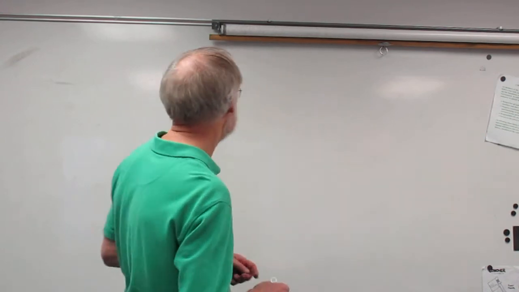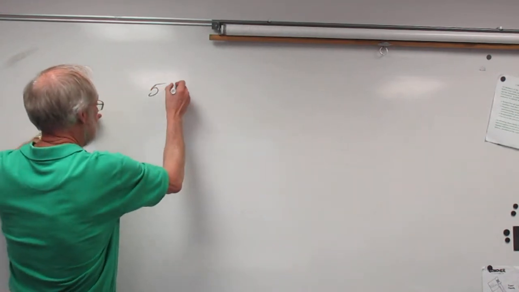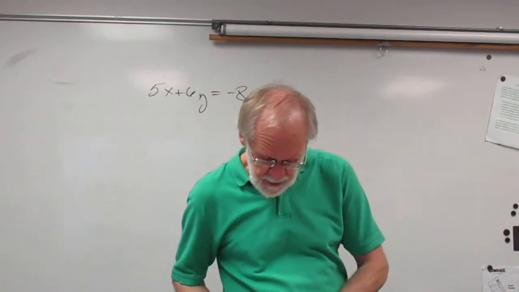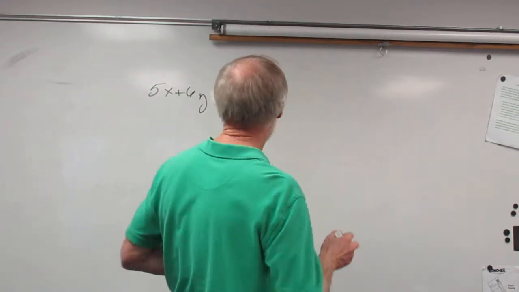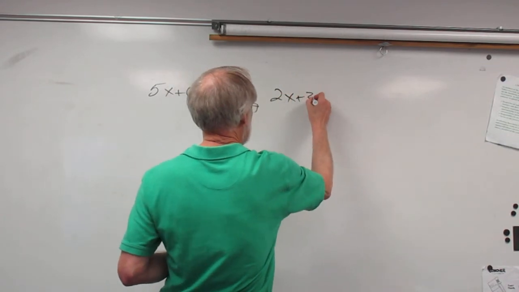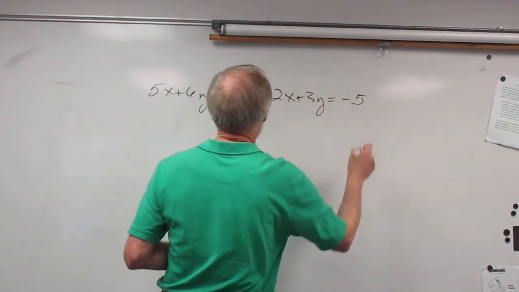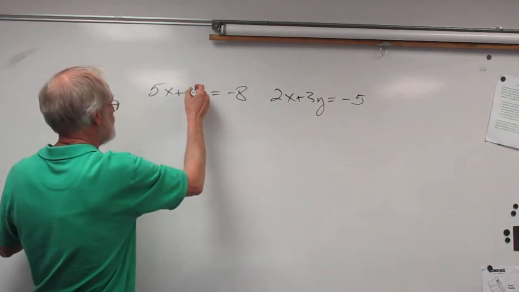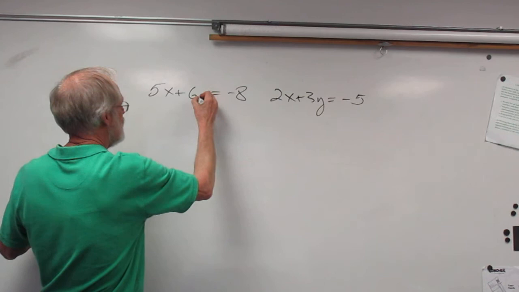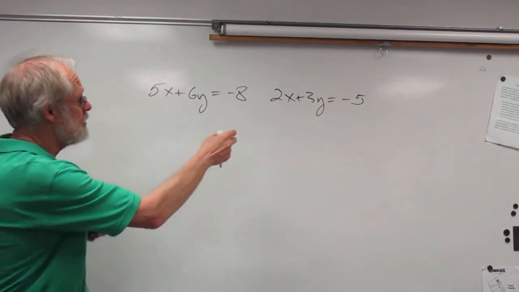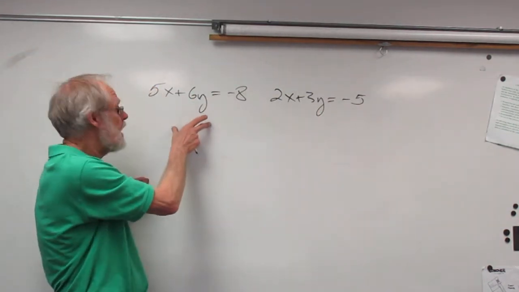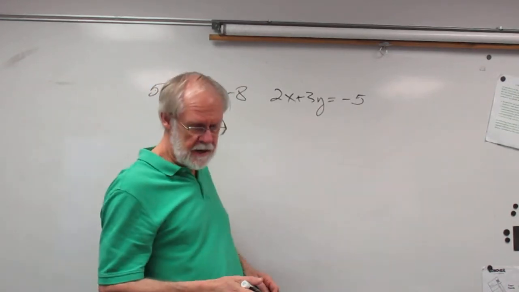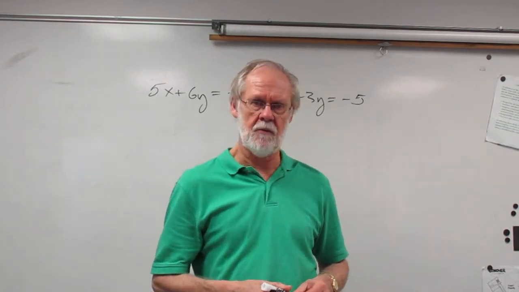5x plus 6y equals negative 8. And the other one is 2x plus 3y equals negative 5. Now, these are not set up. This is a 6 here. Let me just fix that. And that's a y. All right. These are not set up for conveniently putting one underneath the other and adding them, because I would get 7x and I would get 9y, and that doesn't help me because I have to eliminate one of the variables.